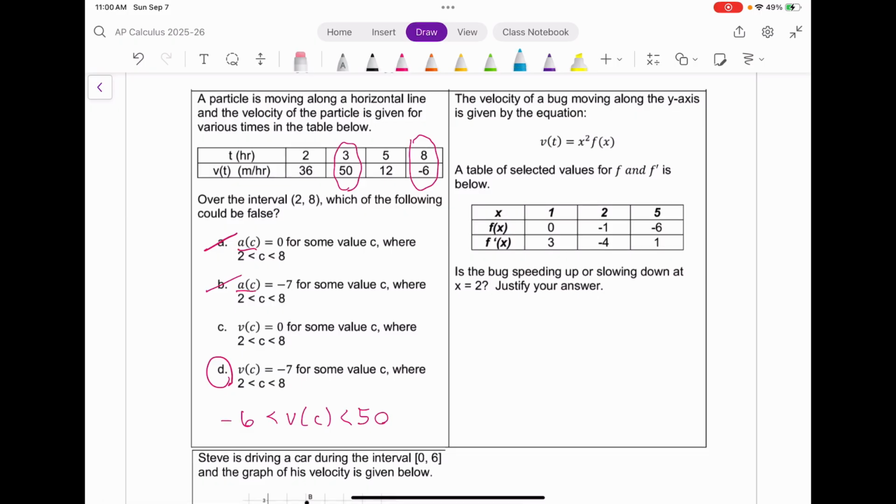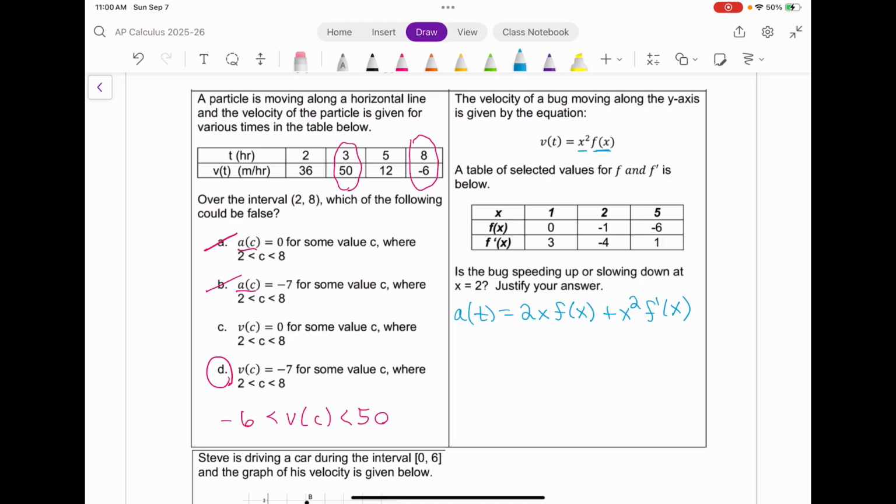The next question, the velocity of a bug moving along the y-axis is given by that equation, x squared times f of x. So is the bug speeding up or slowing down at x equals 2? Okay, so we know the velocity, right? So our acceleration, we would need to use the product rule to take the derivative, since we have two functions we multiply together. So, okay, the derivative of x squared is 2x times f of x plus x squared times the derivative of f of x.